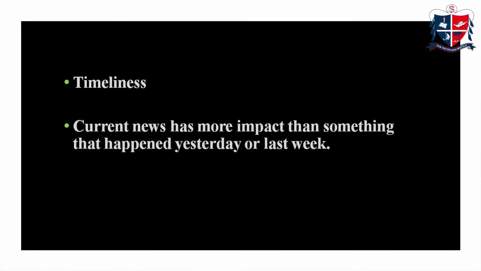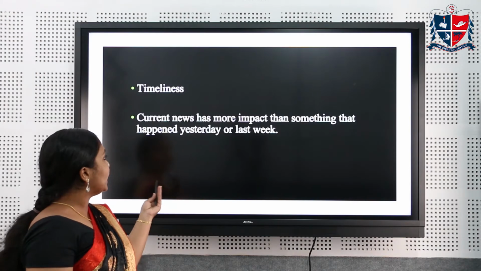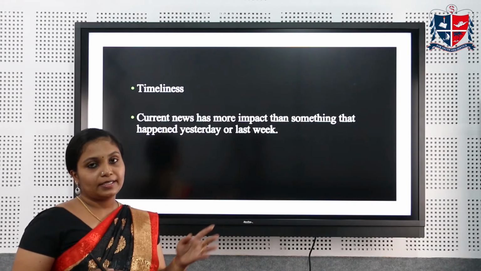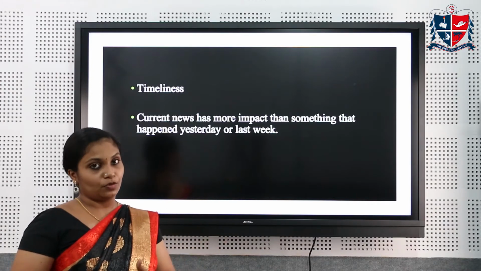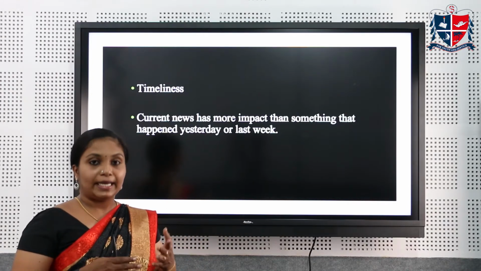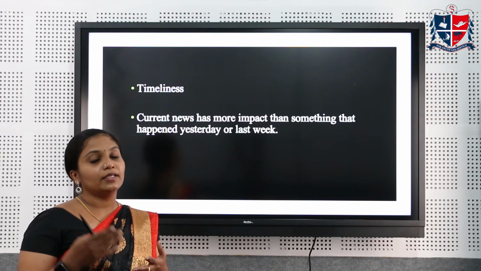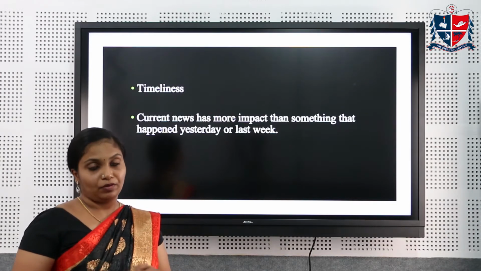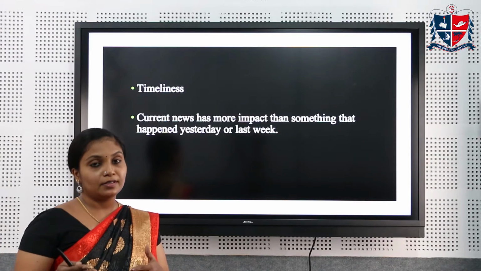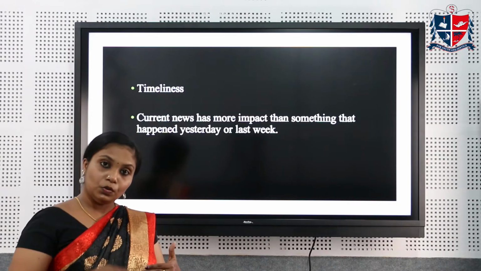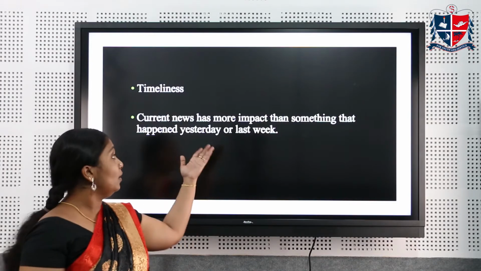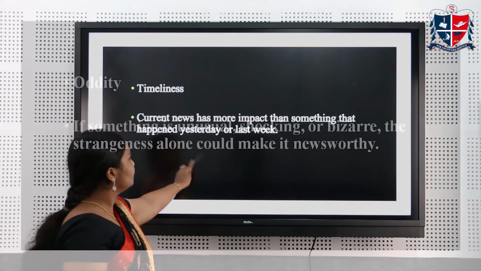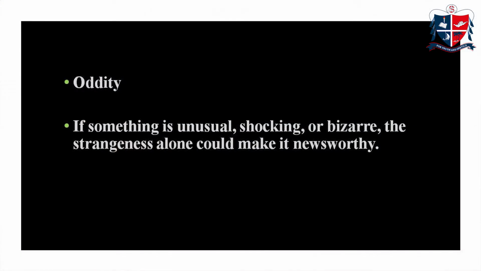The next element is called timeliness. Current news has more impact than something that happened yesterday or last week. For this, an example: in newspapers, we are reading yesterday's news. But in broadcasting media like television, radio, and in online media, we are getting live news. The reporters report the news from the sports ground. So they are today's news or live news. That is called timeliness.